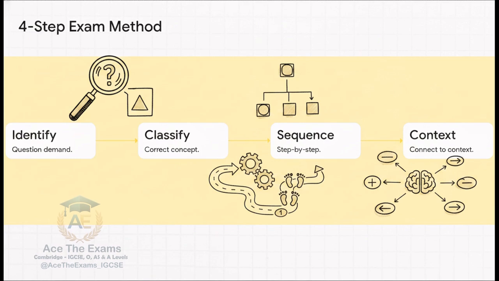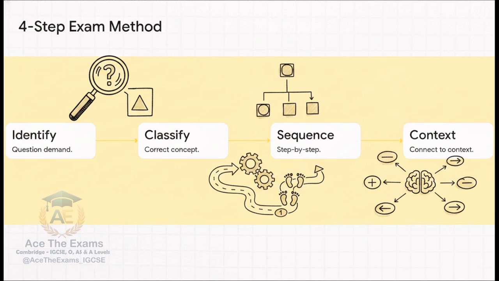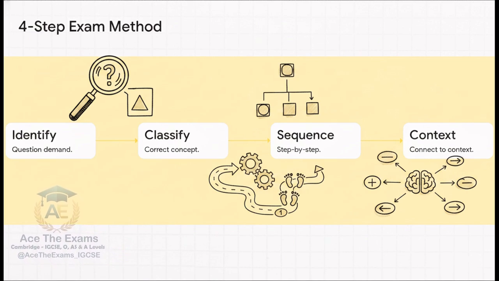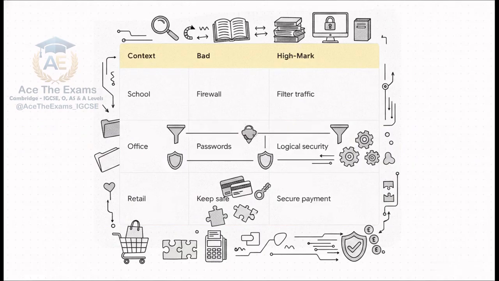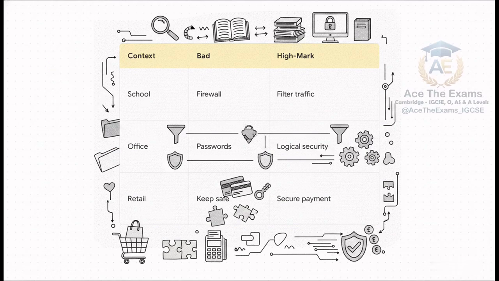And step 4, connect the explanation back to the context. Always double-check if your answer needs an advantage, a disadvantage, or a comparison to finish it off. Specificity is literally everything here. Generic responses rarely, if ever, gain full marks. Let's break down these examples.